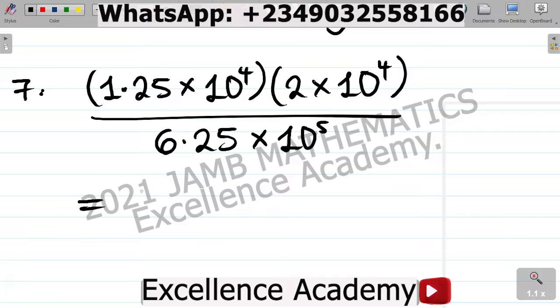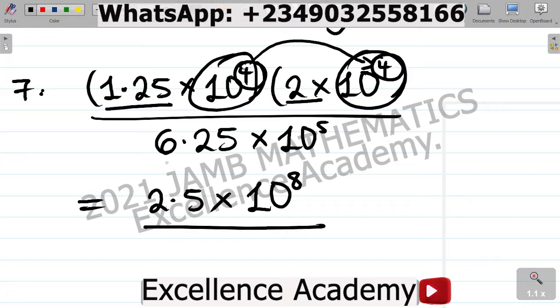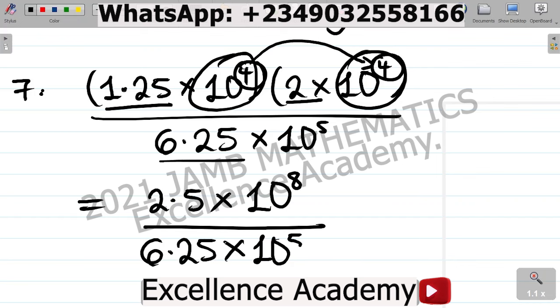So how do you solve this? All we have to do here is take the numbers, 1.25 times this 2. So 1.25 times 2, if you do that correctly, your answer will be 2.5. Also multiply this and this. That becomes 10. When you multiply the same base, what do you do? You add the powers. So it becomes 4 plus 4. They're both 10 raised to power 4 and raised to power 4. So you add the powers. 4 plus 4 gives you 8, all over what I have here, 6.25 times 10 to the power 5.